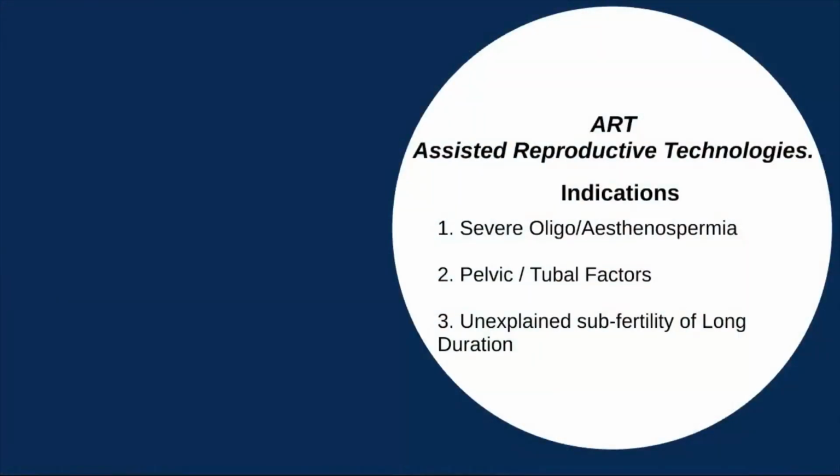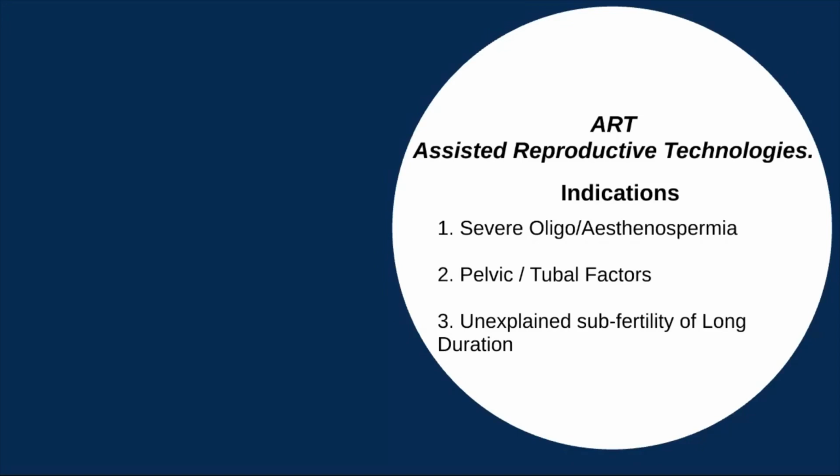The next topic in this video is ART, assisted reproductive technologies. These are the technologies which assist a couple to get pregnant. If naturally they are not getting pregnant, and despite all our efforts they are still not getting pregnant, we have to resort to ART. So what are the indications of ART? When somebody has severe oligoasthenospermia and despite all the available treatment the condition is not improving, we have to move on to assisted reproductive technologies.